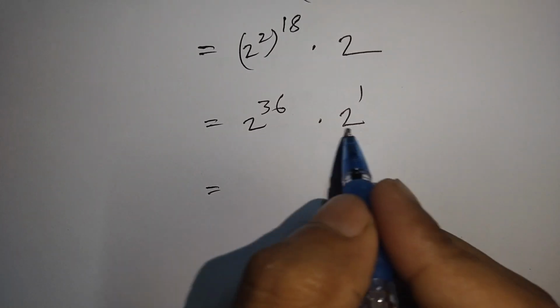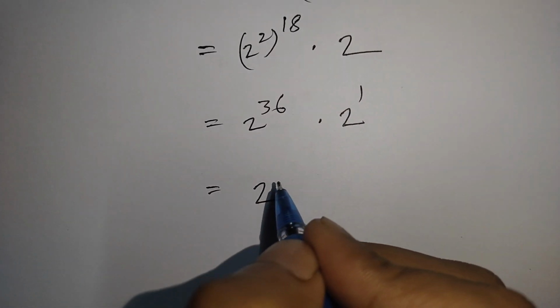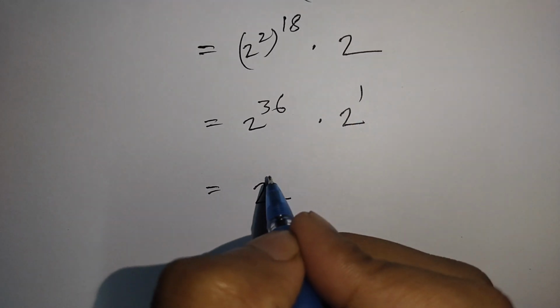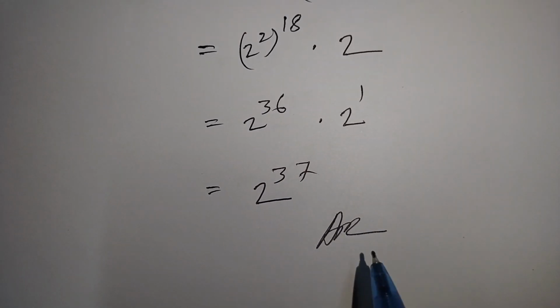Now we see that 2 has the same base but different powers, so you can write here 2 to the power 36 plus 1, that means 37. So 2 to the power 37 is the correct answer.